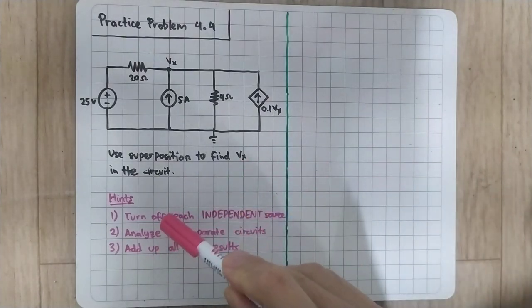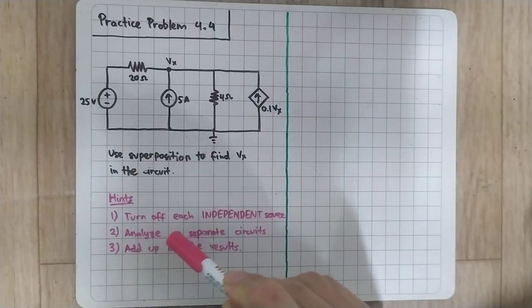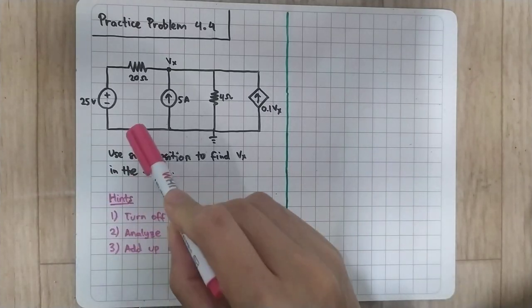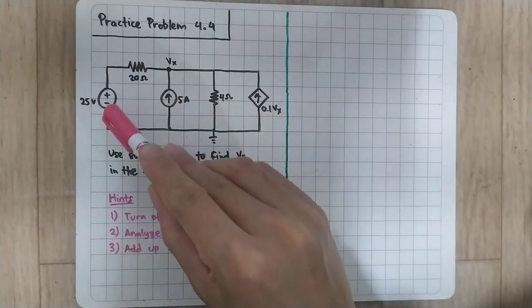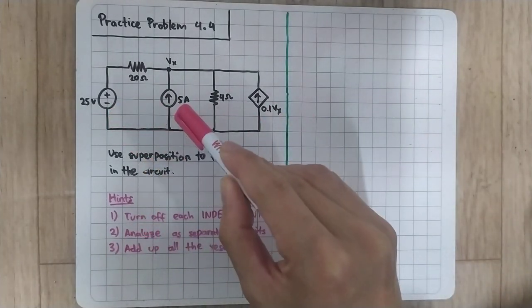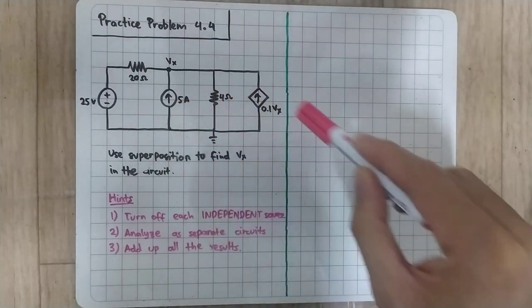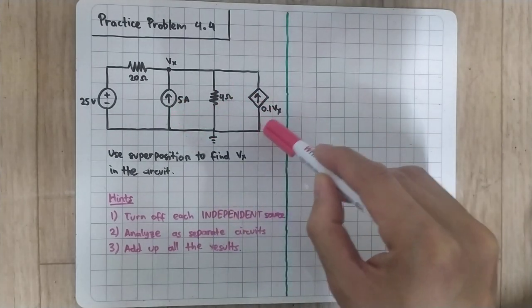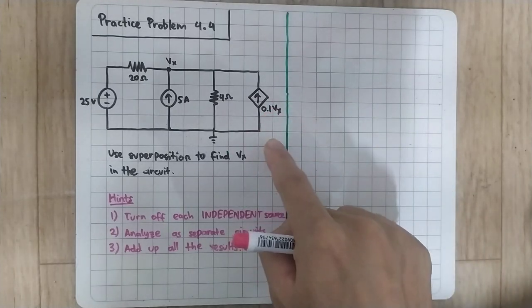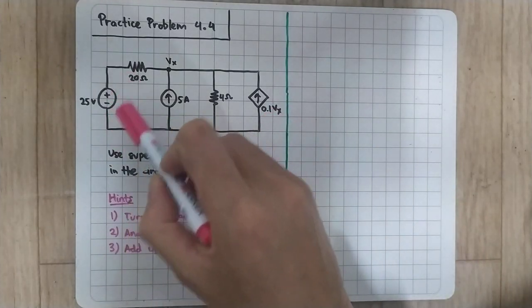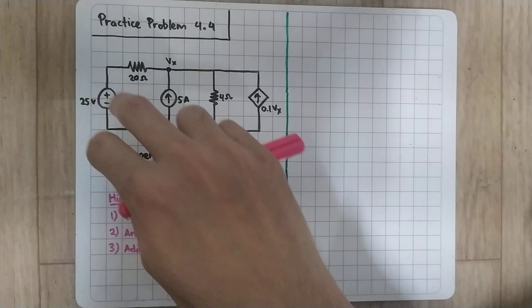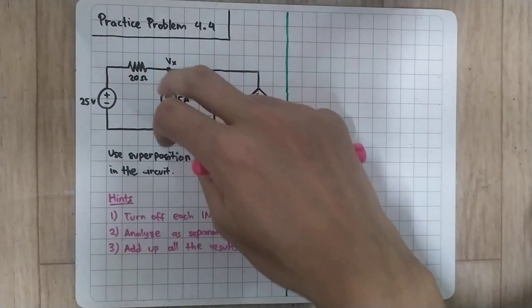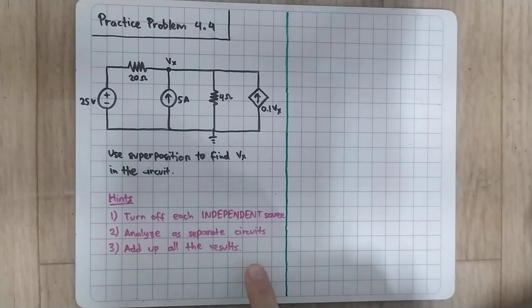Because we are asked to use superposition, we need to turn off each independent source. Here we have three sources. Two are independent and one is dependent. So this voltage source is independent, this current source is independent, and this current source is a dependent current source. So we need to turn off only the independent sources, and then we analyze each as a separate circuit. We turn off this and analyze it as a separate circuit, turn off this and analyze it as a separate circuit, and then we add up all the results.